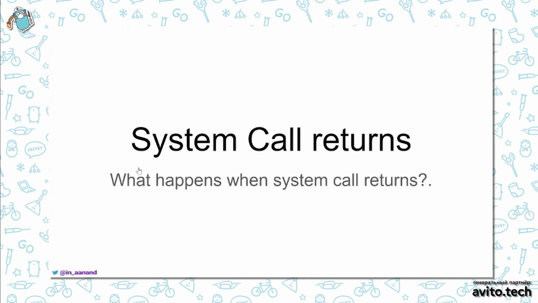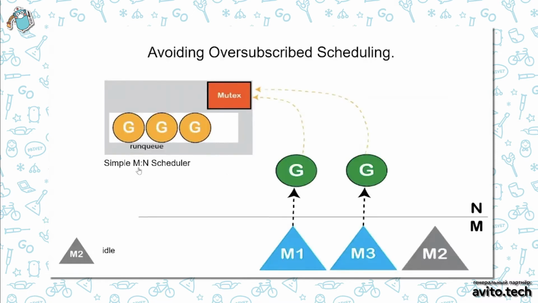But what happens when our system call returns? Now, if we run the goroutine attached to M2 directly when the system call is finished, we have oversubscribed scheduling. So to avoid such situations, when a blocking system call returns, we will not run the goroutine attached to the kernel thread returning from the blocking system call instantly. Instead, we will put it into our scheduler run queue.